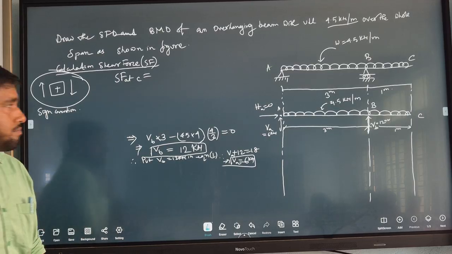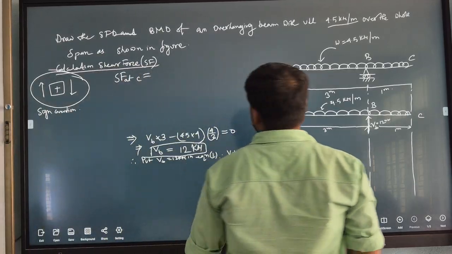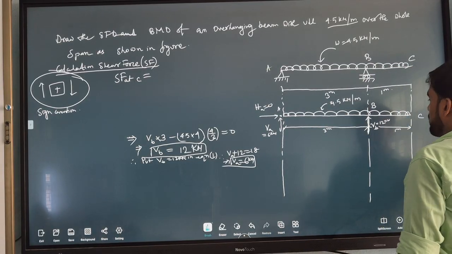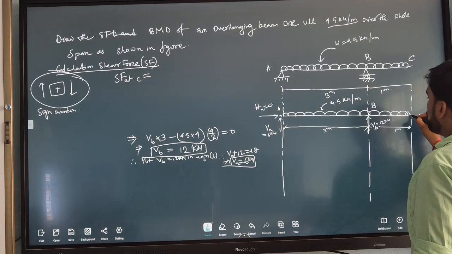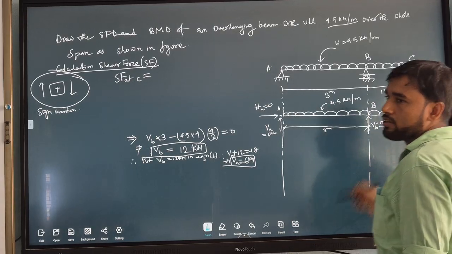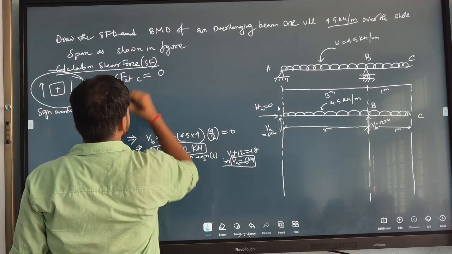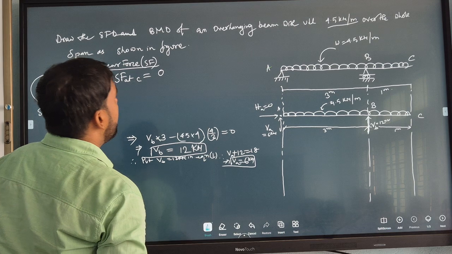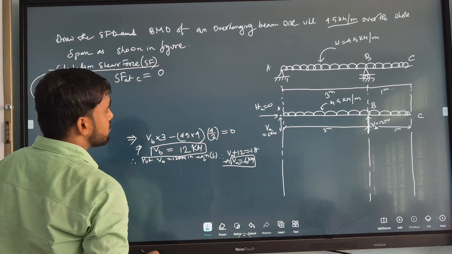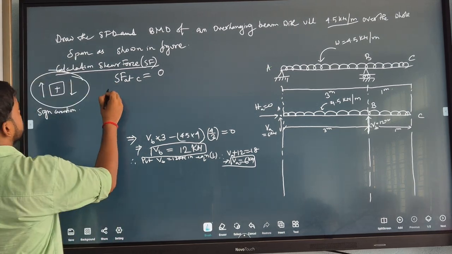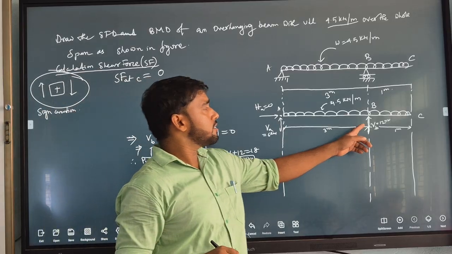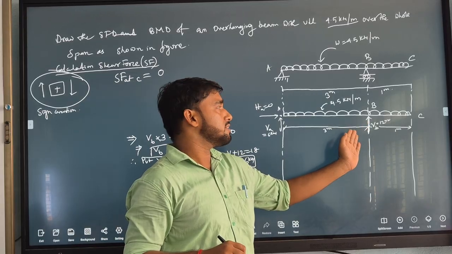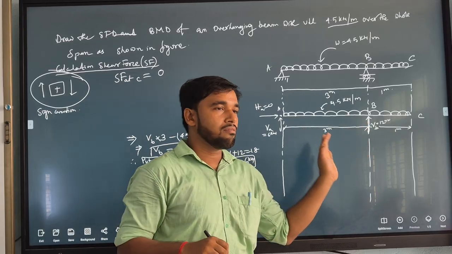Right down, left up. Now, shear force at C. If you stand at C and look towards the right, there is no force, so shear force at C is equal to 0. Now, shear force at D. There is a support at the median, so we have to calculate the shear force at right of B and left of B.